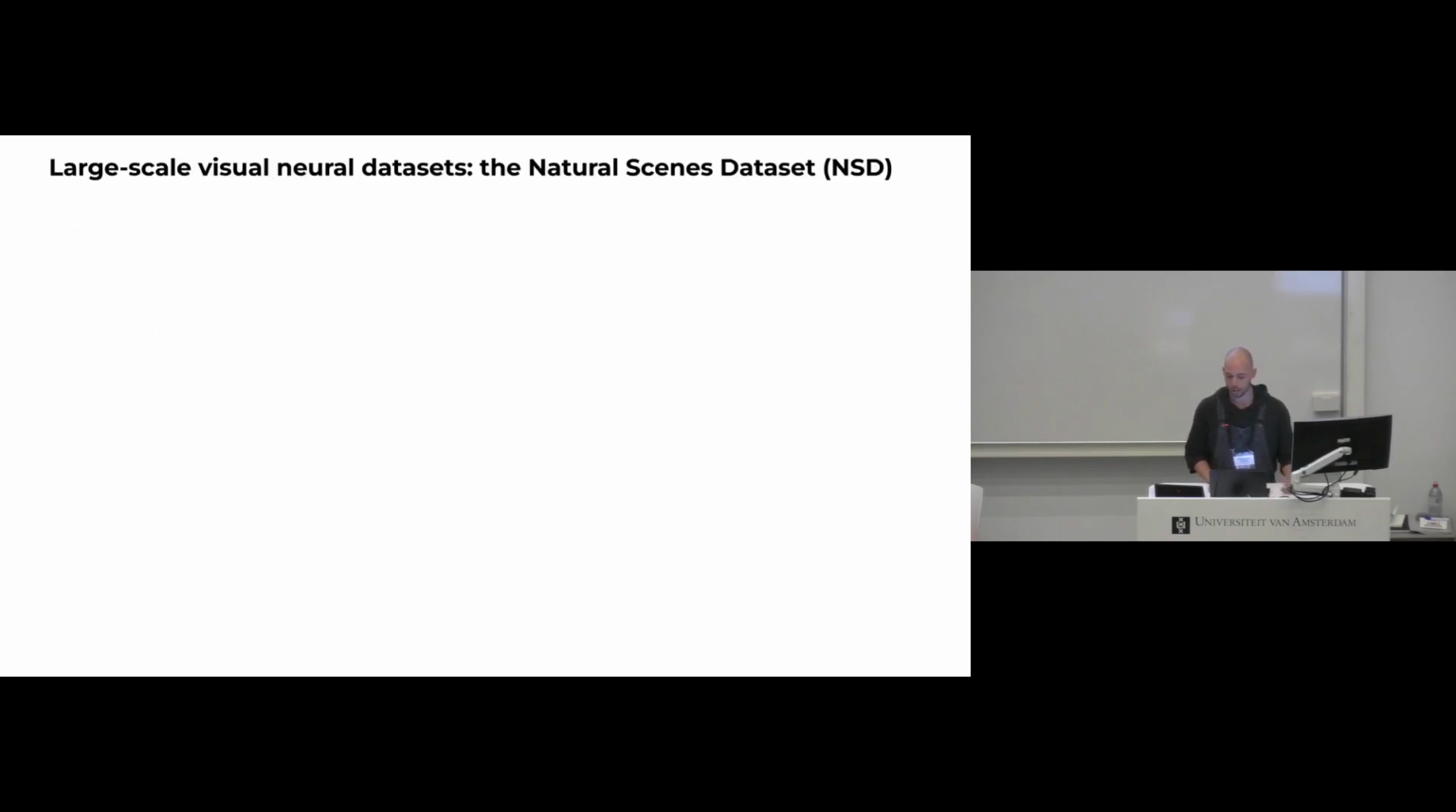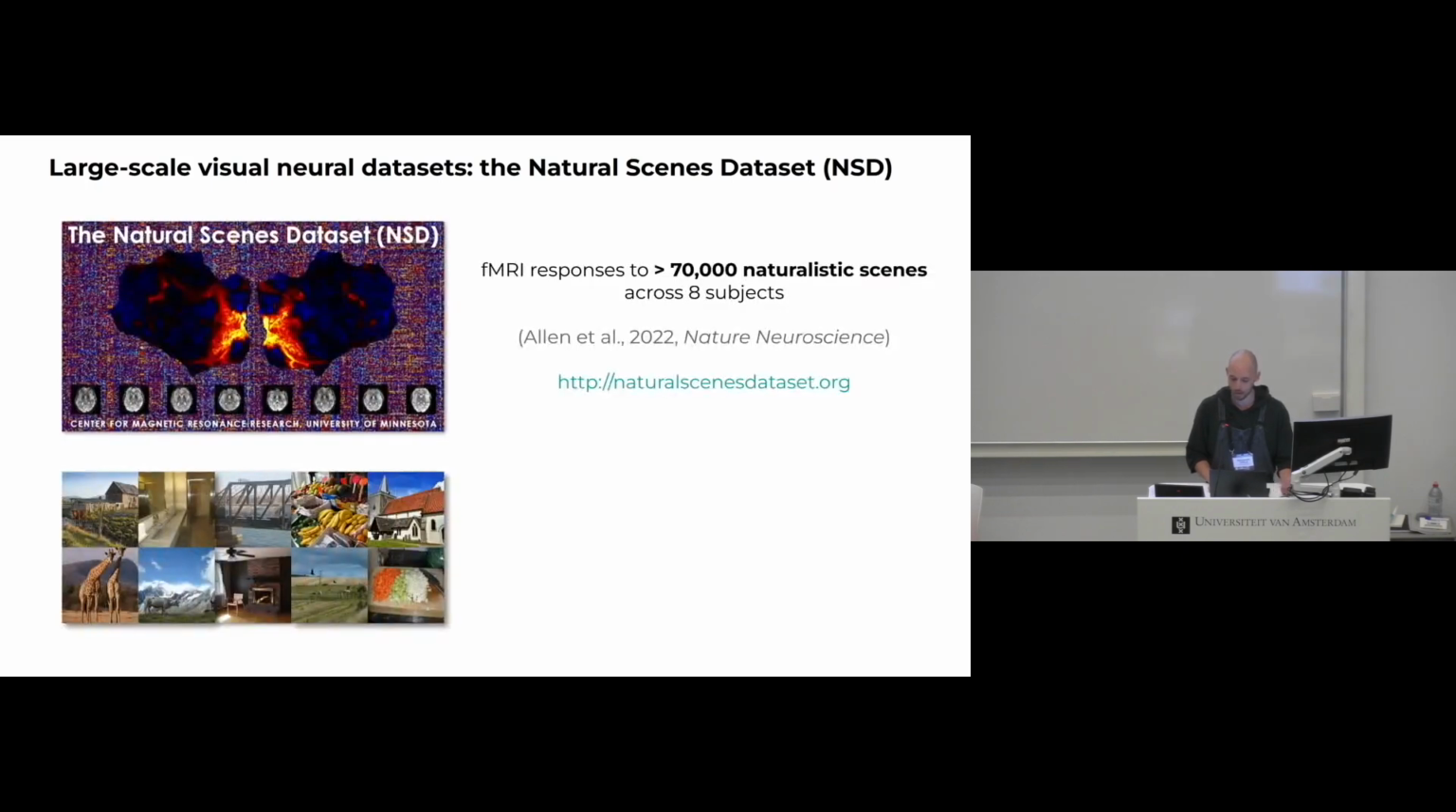Recently, in cognitive computational neuroscience, there's been an increase in both the collection and also use of large-scale visual neural datasets. The most widely used of such datasets has been the Natural Scenes Dataset, or NSD, which consists of fMRI responses to over 70,000 naturalistic images across 8 subjects. And thanks to its unprecedented size and high data quality, NSD has enabled new progress in computational modeling of vision, which in turn led to new theoretical insight.